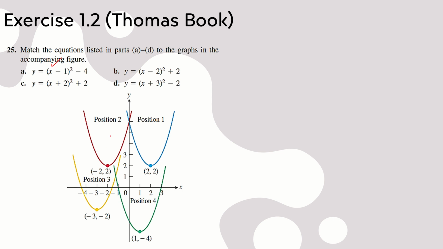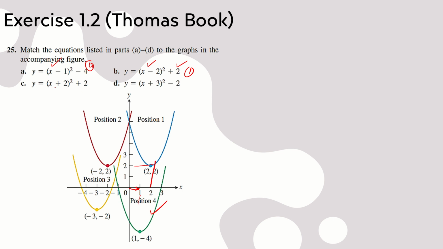So a graph, among these positions 1, 2, 3, 4, a graph which is shifted 1 unit to the right, this one. You see, this is 1 unit shifted to the right and then 4 units downwards. It means the first one is position number 4. In this case, 2 units to the right and 2 units up. So this one is 2 units to the right and 2 units upward. So this is position number 1.